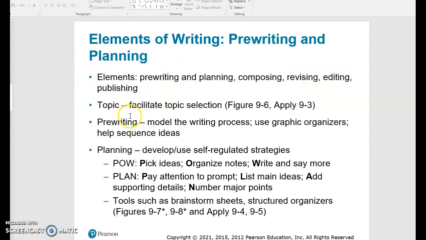So you can help some of your students, give them some topics. So look at figure 9-6 and apply 9-3. Some of your students with learning and behavior problems, they'll spend 30 minutes trying to come up with a topic. So you can help or allow a peer to help.